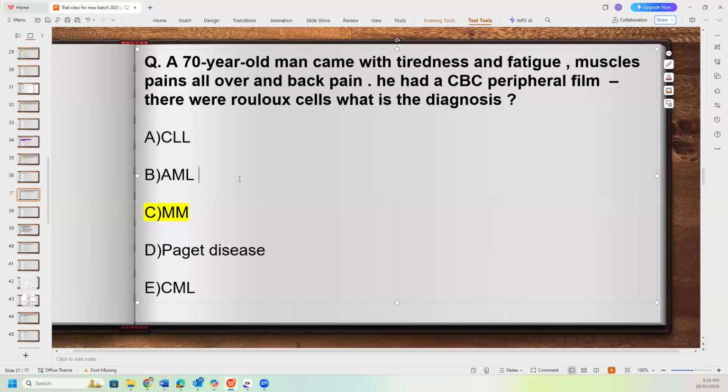A 70-year-old man came with tiredness and fatigue and myalgia, back pain as well. Bone pain, especially back pain, is very common in multiple myeloma. Yes, fever, night sweats, myalgia is common in CLL, AML, Paget, or CML. But back pain, very common with Rouleaux cells. Always think about multiple myeloma.